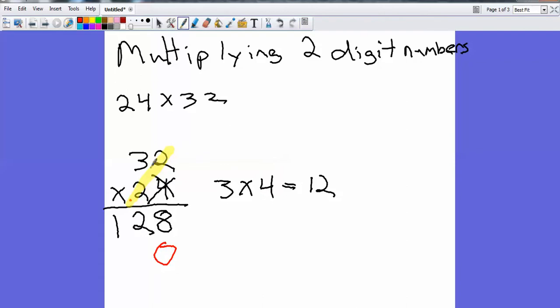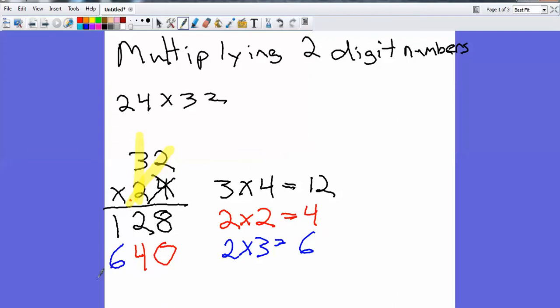Now if we go over here and do 2 times 2, that equals 4. I'm going to write that right here. Then I'm going to change my ink color again, and go up and multiply going this way. Now I'm going to multiply 2 times 3, and that equals 6. Then I make sure that I get all those lined up nice and neat.